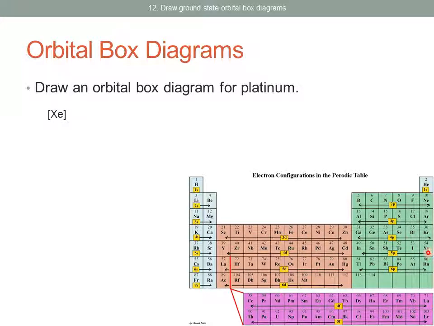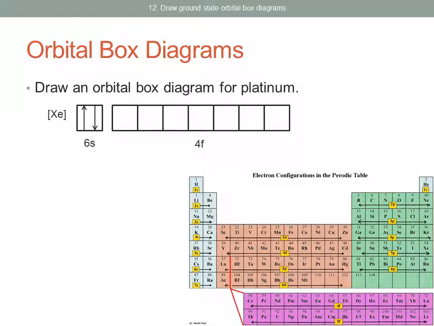and we just pick up with the box diagram after xenon. So xenon would end with 5p6. After that, we would go to the 6s. So we have the 6s sublevel, one orbital, two electrons. After the 6s is 4f. Notice there are 7 boxes here for the 7 orbitals, and this would be all filled up. And again, each orbital will have one electron in it first, and then we'll start pairing them up with negative spins.